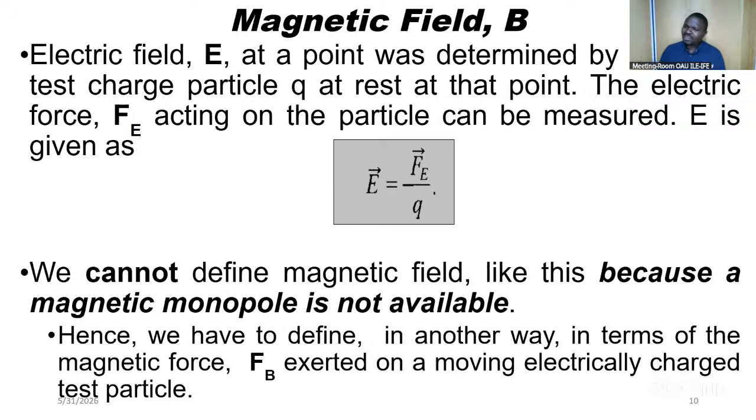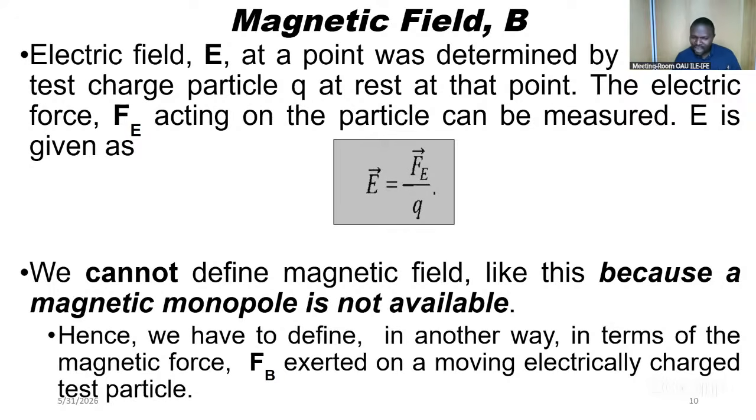But in case of magnetic field, I believe you still remember something that I mentioned earlier. That is, magnetic field cannot occur with a static charge. There must be a motion, not static. So for you to determine magnetic field, you must include motion into it. Motion in form of what? In form of velocity. Am I communicating? So we cannot define magnetic field like this because a magnetic monopole is not available.